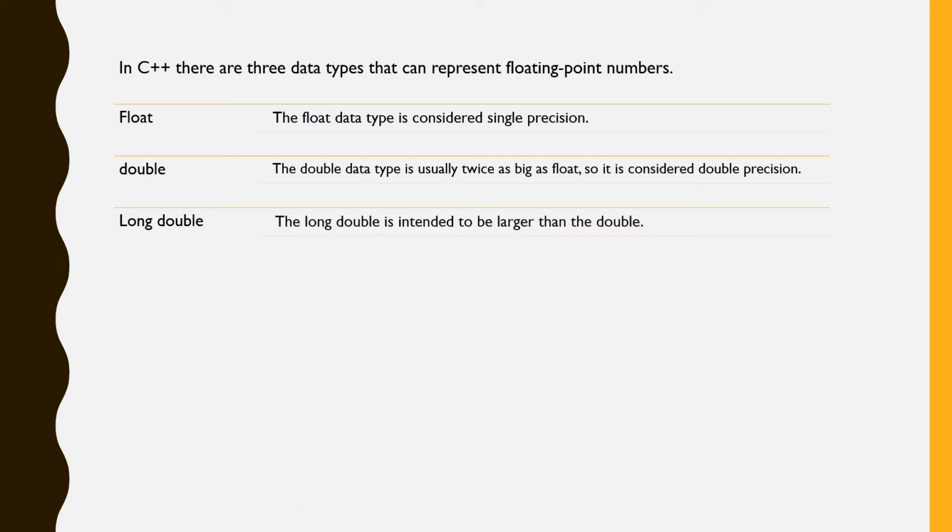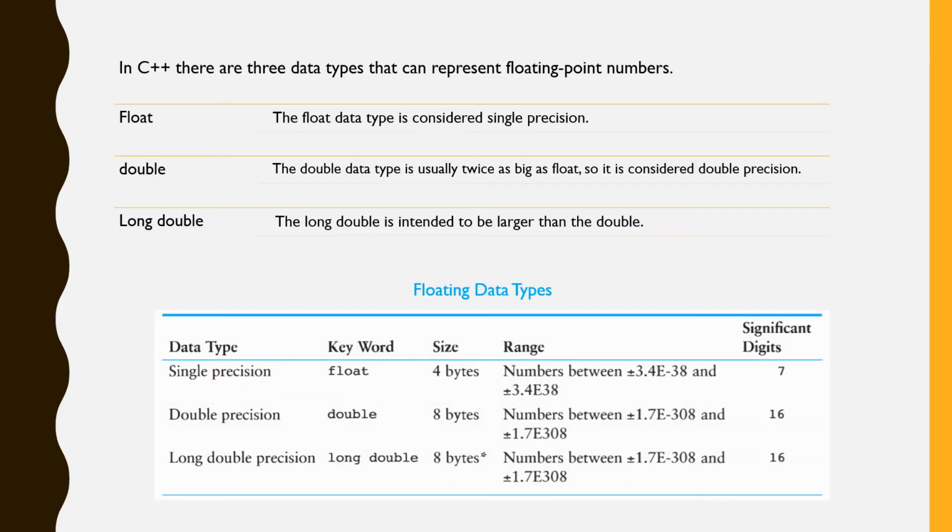The exact sizes of these data types depend on the computer you are using. The only guarantees are that a double is at least as big as a float, and a long double is at least as big as a double. The table below shows the sizes and ranges of floating point data types usually found on PCs.